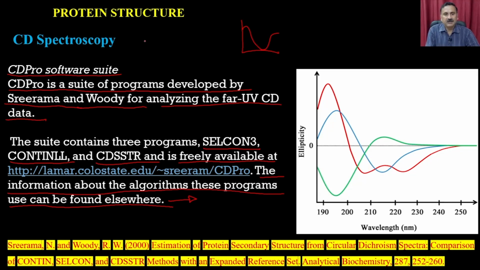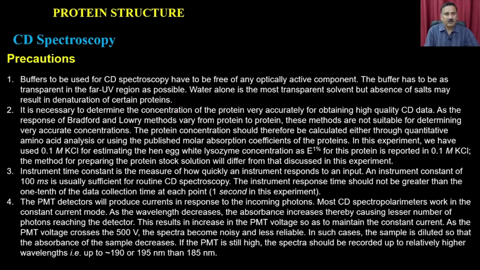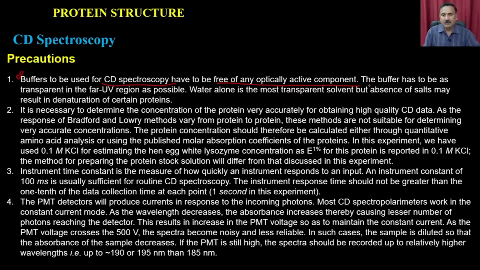Now, once you are doing the CD spectra, you have to follow different types of precautions. What are the precautions you have to take? Number one, the buffer used for CD spectroscopy has to be of very high quality and free of any optically active elements, because the more optically active elements are present, the more they are going to increase your background. The buffer has to be as transparent in the far UV region as possible. Water alone is the most transparent solvent, but absence of salt may result in the denaturation of certain proteins.